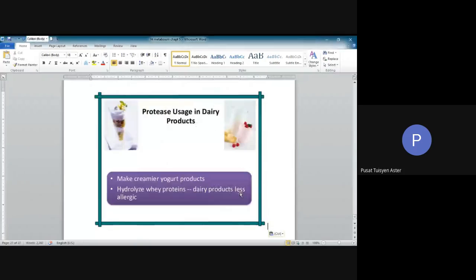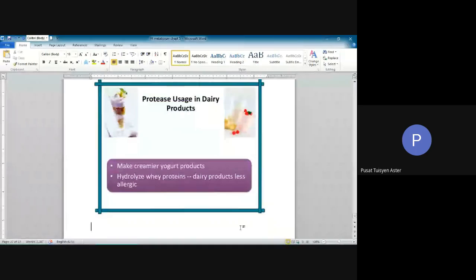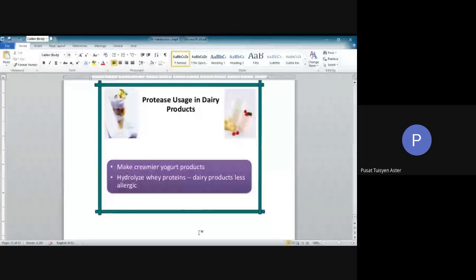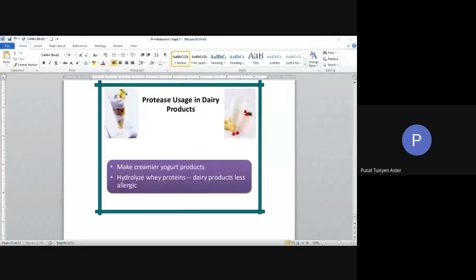This is the function of protease. So protease, another enzyme, is used in creamier yogurt products. They hydrolyze whey proteins. Whey is the liquid inside the milk. After some process, they will extract the curd, which is the cheese. Whey is water. This makes dairy products less allergic to people who are lactose intolerant. I already explained to you guys regarding lactose intolerance and lipases, and how these enzymes are used in these industries.